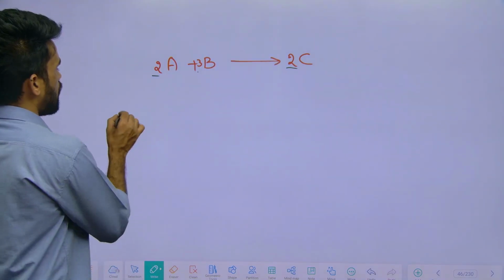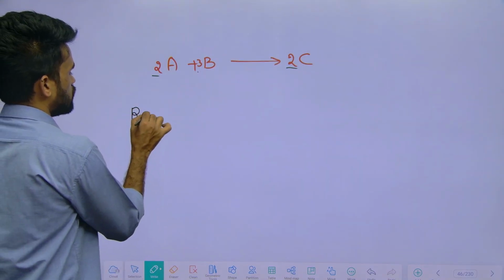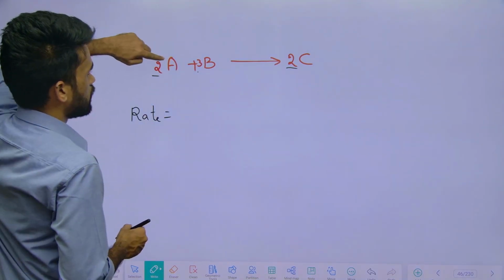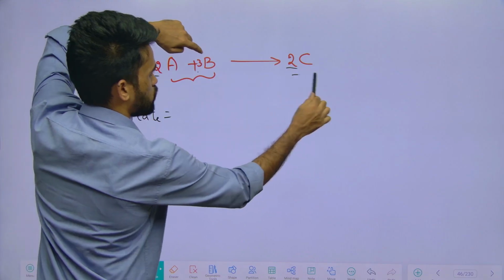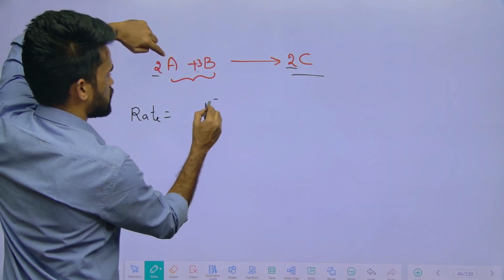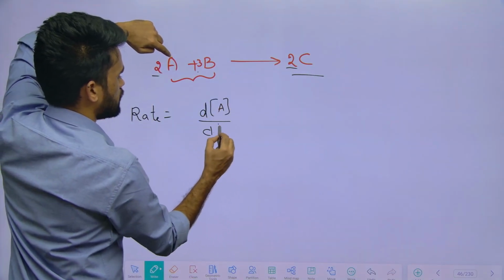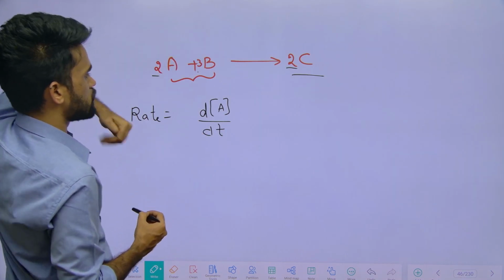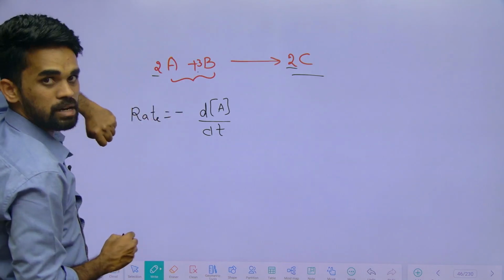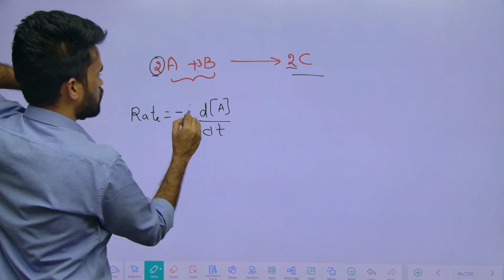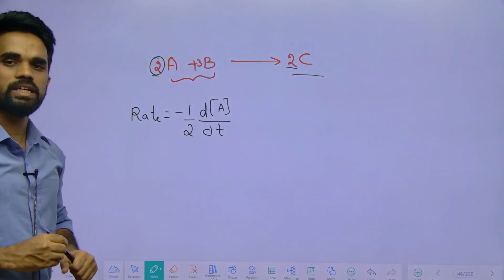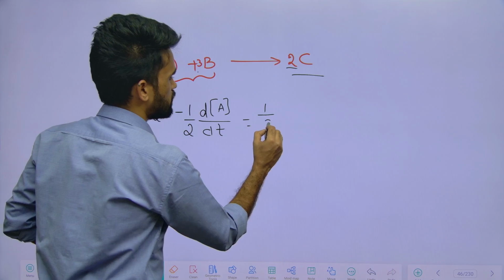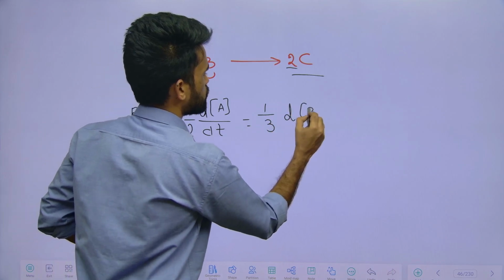Now if I ask you to write a differential rate equation, what you will do is, here these two are reactants and this is product. So change in the concentration of reactant, that is d[A] by dt. Now what happens to the concentration of reactant as time goes on? Reactant concentration decreases, so you insert a minus symbol. And what is the stoichiometry here? We have 2, so you write minus 1 by 2 d[A] by dt, which equals, here 3 is there, so you write minus 1 by 3 d[B] by dt.